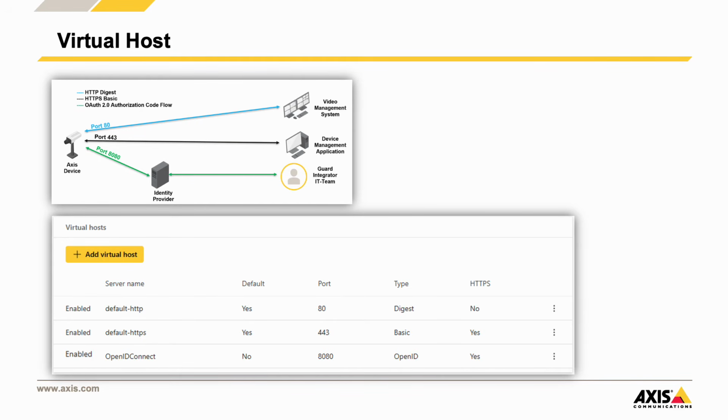By default, there are 2 virtual hosts configured, one for HTTP on port 80 and one for HTTPS on port 443. These can be modified or turned off as needed, but they can't be removed.